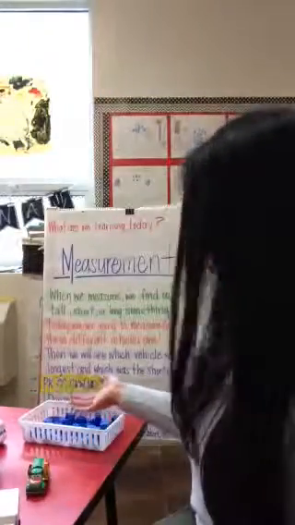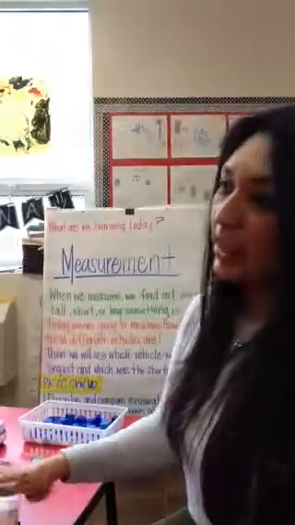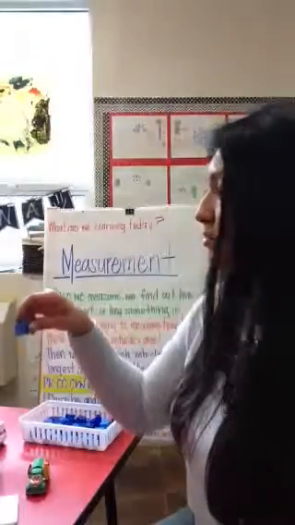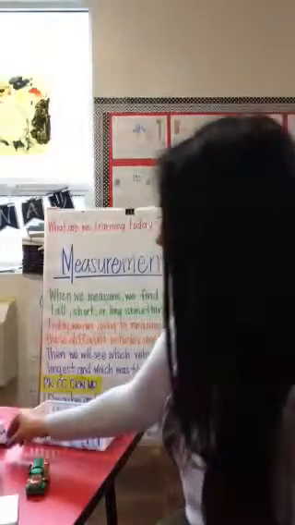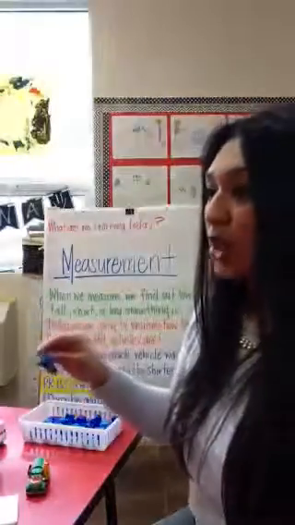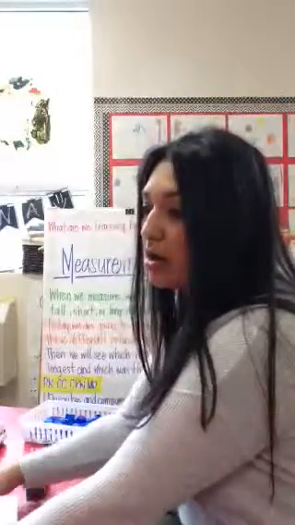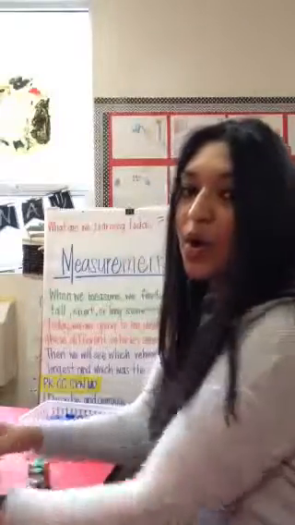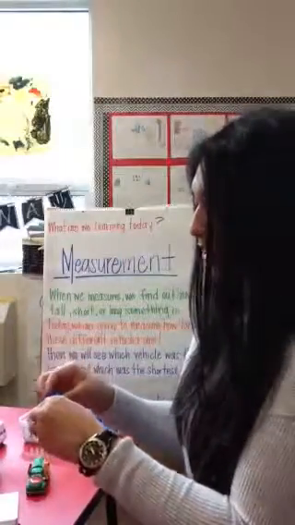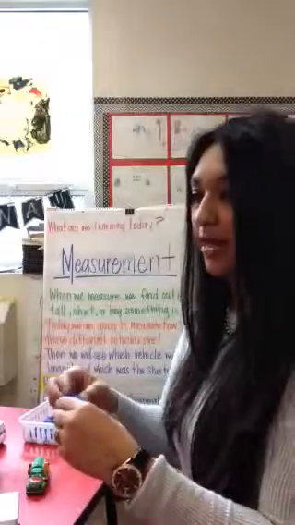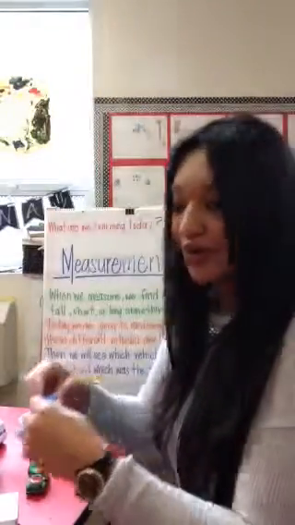Well, for this activity, instead of using inches, we're going to use our Unifix cubes, okay? And also, we don't want to know how tall the vehicles are. We want to know how long they are. So, if I want to know how long they are, do I go up? Do I stack them up? Or should I connect them and go across? Madeline? That's right, across. We go across.